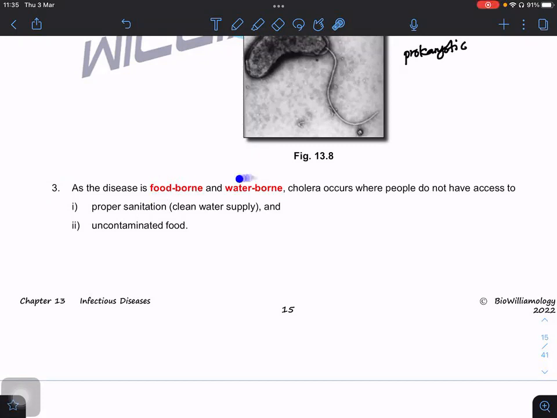So if it is foodborne and waterborne, what is the site of infection? Definitely the site of infection will be the gastrointestinal tract, particularly the small intestine, and the large intestine.